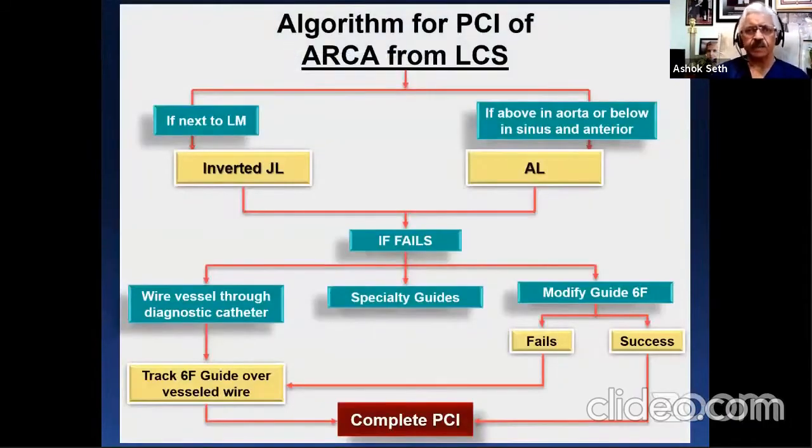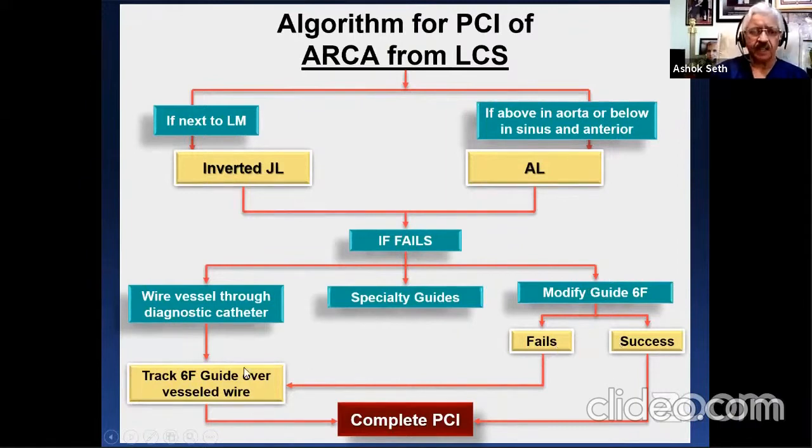So here's my algorithm for anomalous right arising from the left coronary sinus. If it's close to the left main, I would invert the JL catheter first. If it's not close to the left main, if it's anterior or above, I would just use an AL. If that fails, I have to wire the vessel through a diagnostic catheter, and I would do that if my diagnostic could actually get in, and I could intubate it with a diagnostic. But if I can't, I don't have specialty guides, though I would suggest that if you do have specialty guides, you could use them. But I modify the guides in no more than 2 minutes and succeed with that.